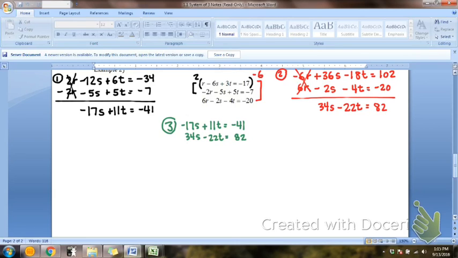Okay, so I have my two equations in the middle. What do I need to do with these two equations then? Who remembers what I need to do with these two equations? Brianna? Eliminate, combine S or T. Okay, does it matter whether I eliminate S or T in this situation? No. Okay, so let's eliminate T.